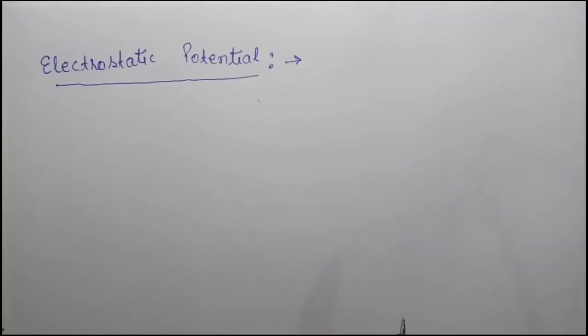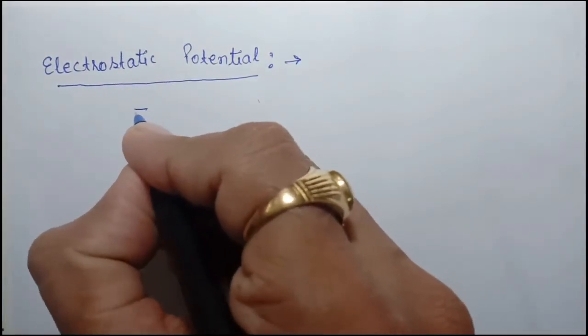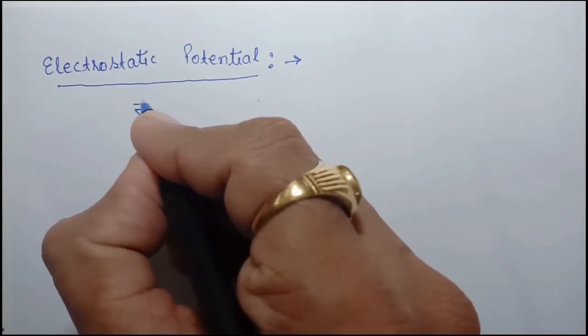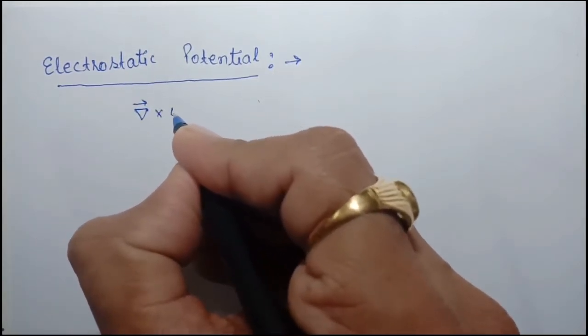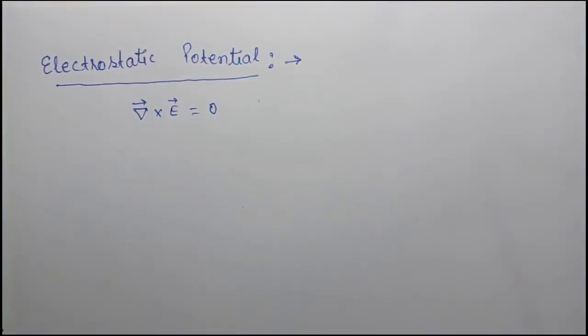Hello everyone. In this lecture we will discuss electrostatic potential. We know that del cross E is equal to 0, that is, curl of electric field equals 0.